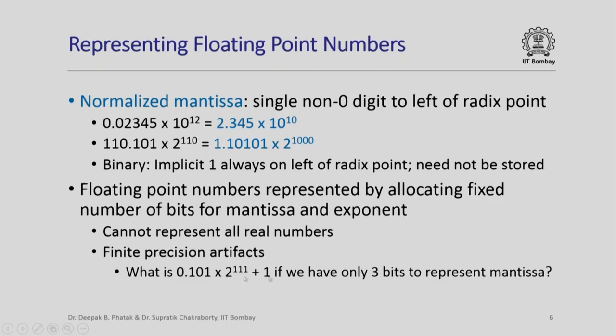And you will see that if you have only 3 bits to represent the mantissa, you cannot really represent this exact result of adding 1 to this number. The number of bits you need in the mantissa would need to be far larger in order to represent this result exactly. And this is what we call finite precision artifacts, that there are certain numbers that we cannot represent exactly, and so we will represent them approximately. We will represent the closest number that we can using the number of bits available to represent the mantissa and exponent.